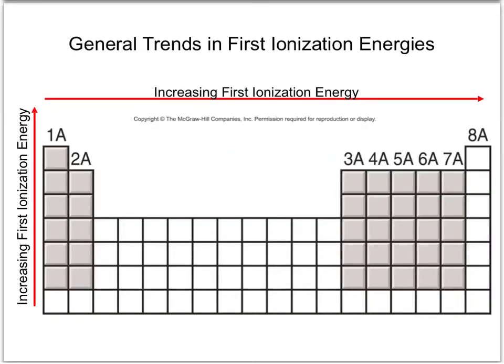First ionization energies have a periodic trend as shown. As we go from left to right, the first ionization energy increases, and first ionization energy also increases from bottom to top.